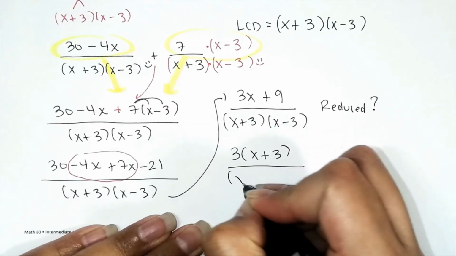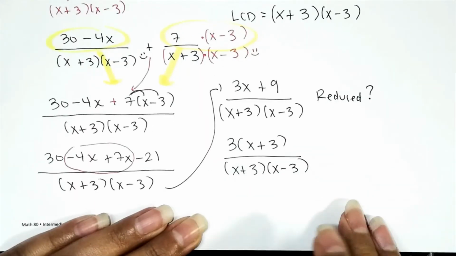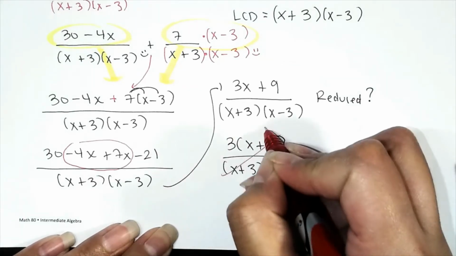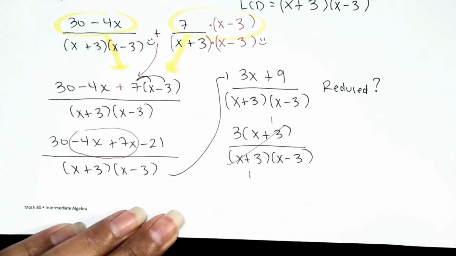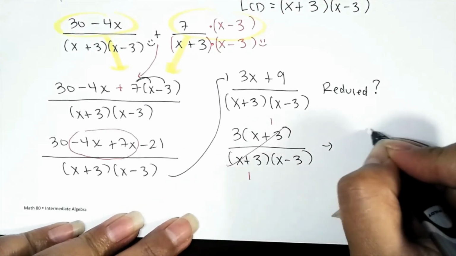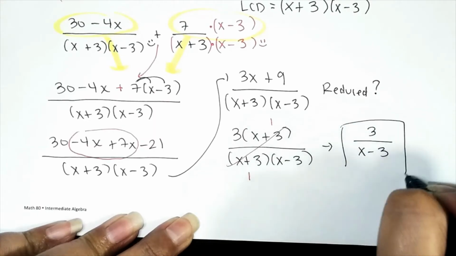Let's bring down the rest of the problem. So at this point, we realized that the fraction was actually not reduced because we can cancel out a factor of x plus 3. And when we do, that will leave us with, I'm out of space, 3 over x minus 3. Fantastic.